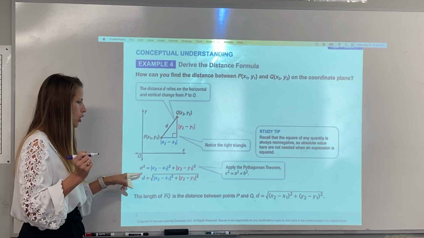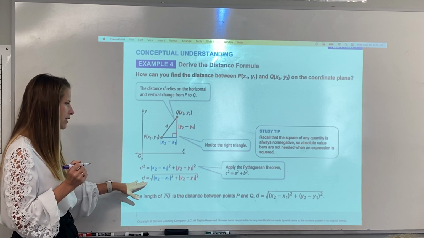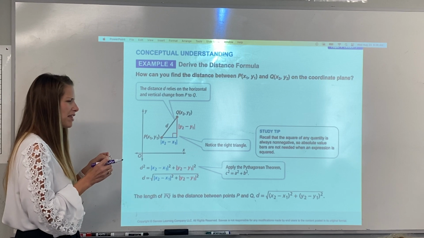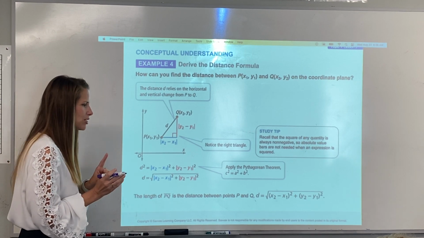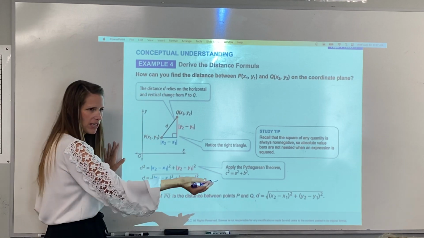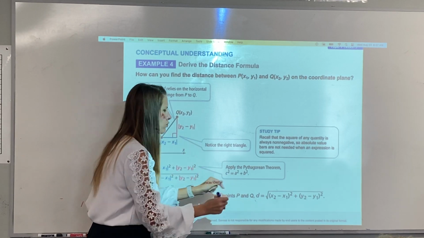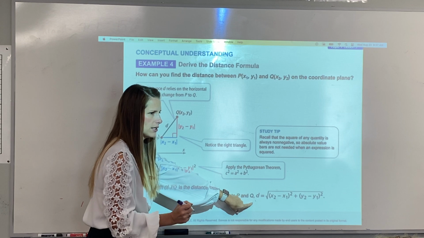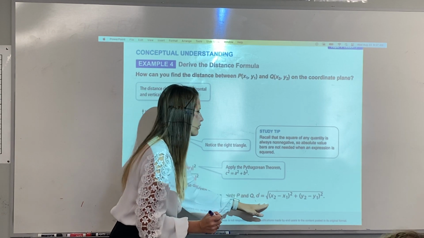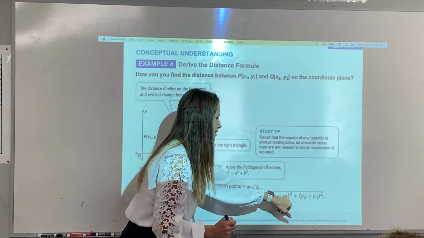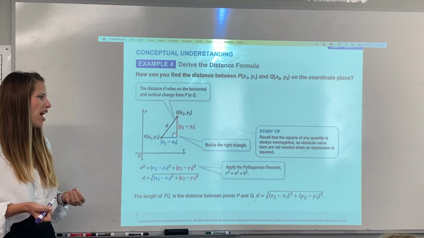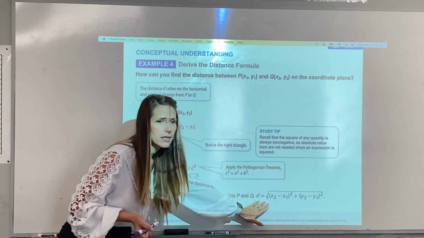roots, right? So the distance formula is written like the Pythagorean theorem, except instead of showing D squared and then having to solve for the square root, it already square roots D, and then shows the square root of A squared plus B squared. So it is a form of the Pythagorean theorem. It's a little bit uglier.